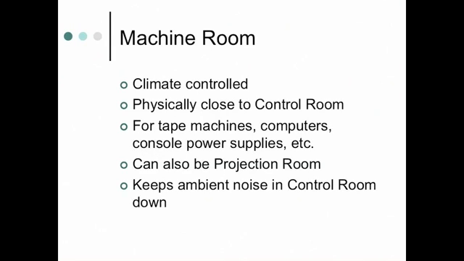Machine room, climate controlled, physically close to the control room. For tape machines, computers, console power supplies, projection rooms if you've got a projector that's going to make noise, especially if it's a room where you're doing dialogue replacement. Usually you have a projection on a huge screen so the actors can actually see their lip movement and really recreate what they did. It's mainly meant to keep the ambient noise of the machines out of the listening area and out of the performing area, and it's also for better electrical and better air conditioning.